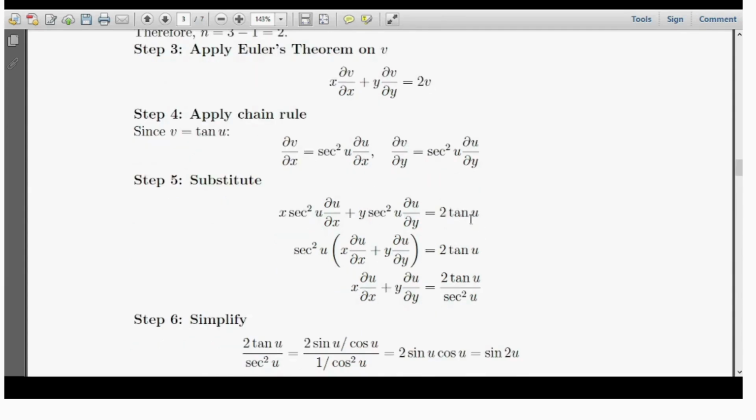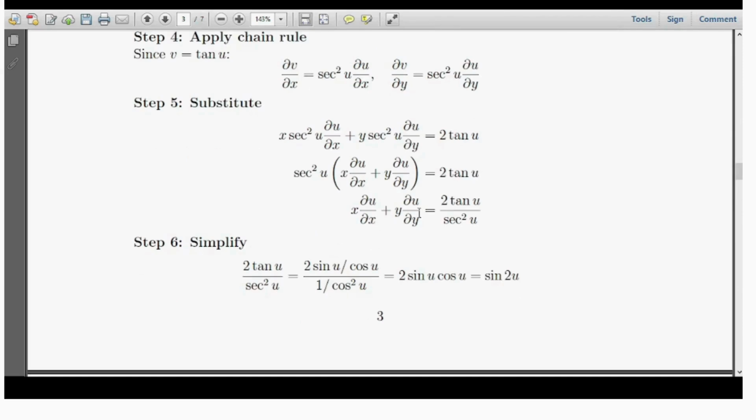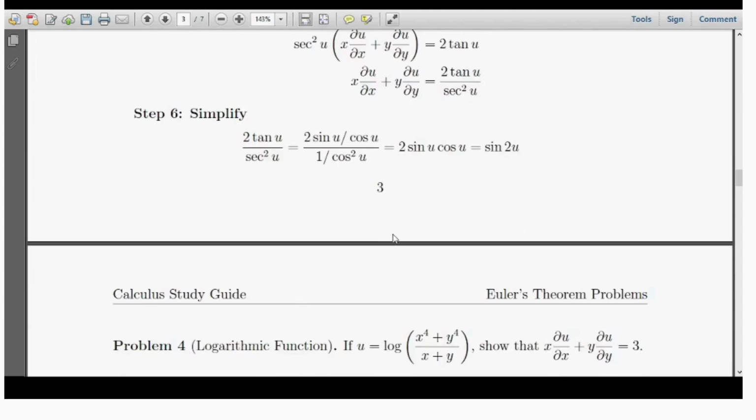So this is v equal to tan u. So taking secant square u common, secant square u into (x ∂u/∂x plus y ∂u/∂y) equal to 2 tan u. So if secant square u goes to the right hand side, it goes to the denominator part. So x ∂u/∂x plus y ∂u/∂y equal to 2 tan u by secant square u. Simplifying, 2 tan u by secant square u equal to 2 sin u by cos u by 1 by cos square u. So this is 2 sin u cos u. So this is sin 2u.